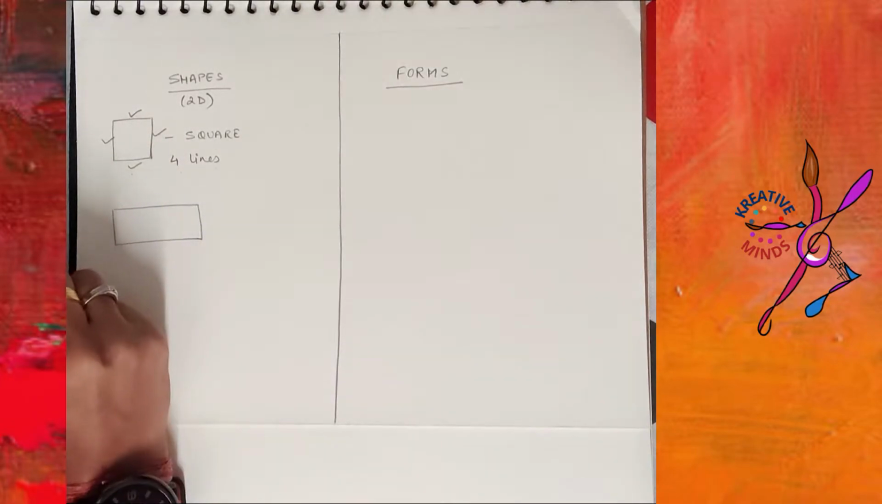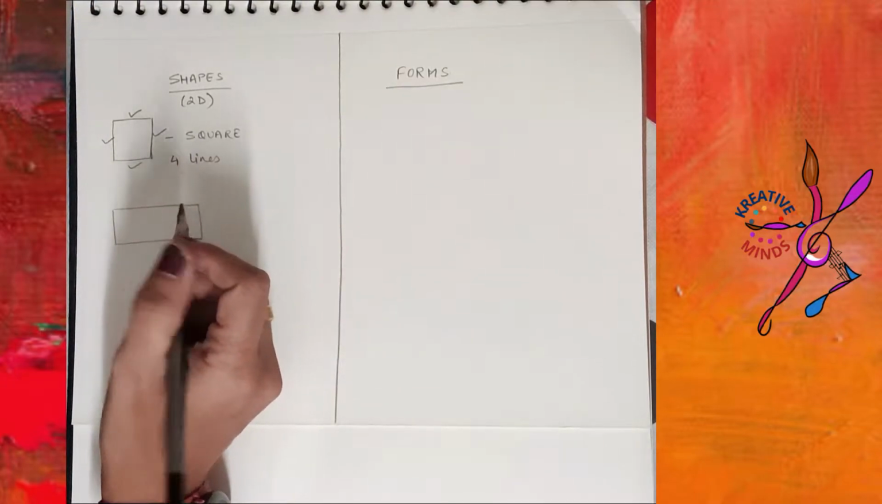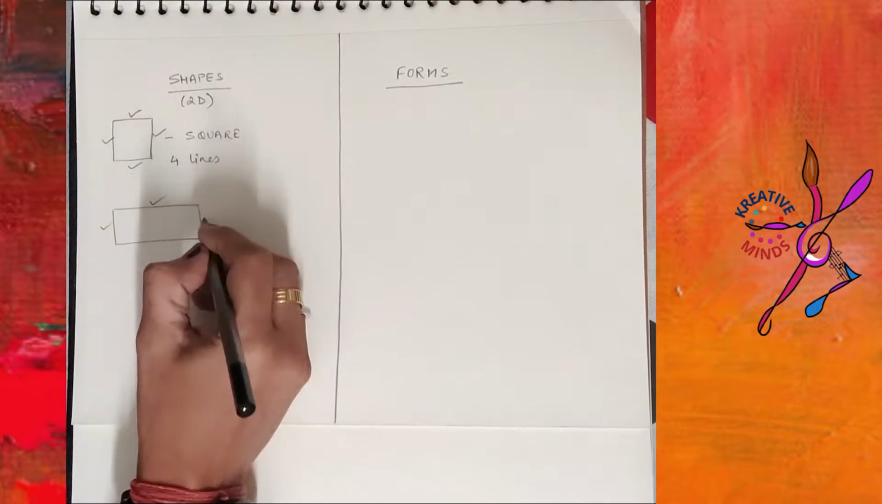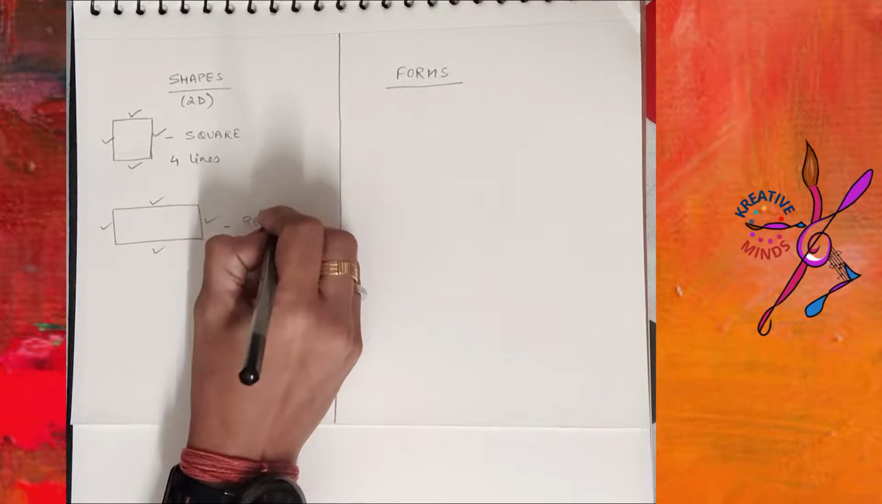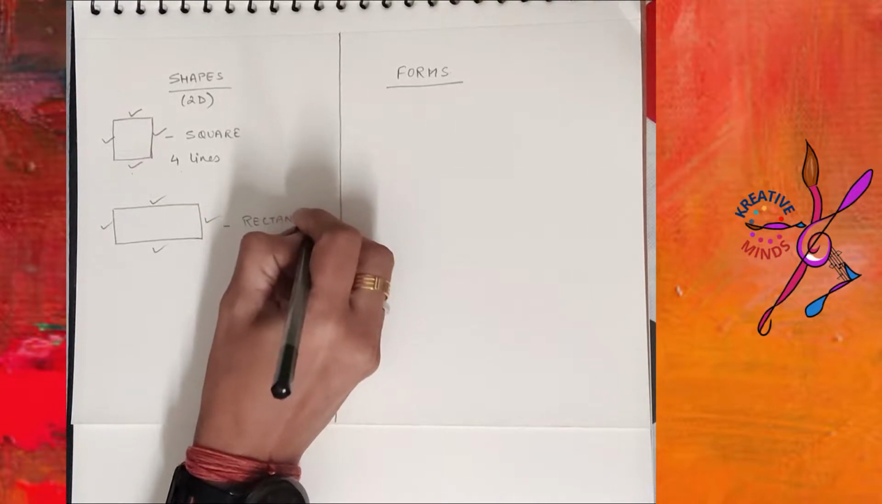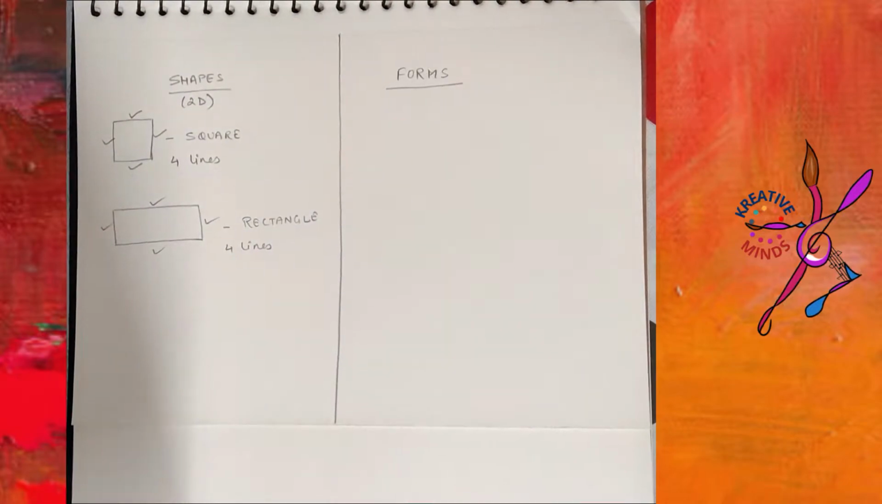Ma'am, I'm copying it. Same thing happens for a rectangle. Yes, please do that, dear. Good. So 1, 2, 3, 4. Ma'am, can you wait for me? I'm making the rectangle. Sure, I'll wait. Four corners. Correct.